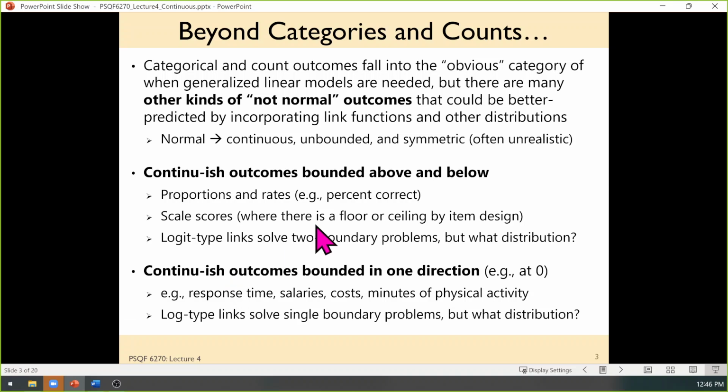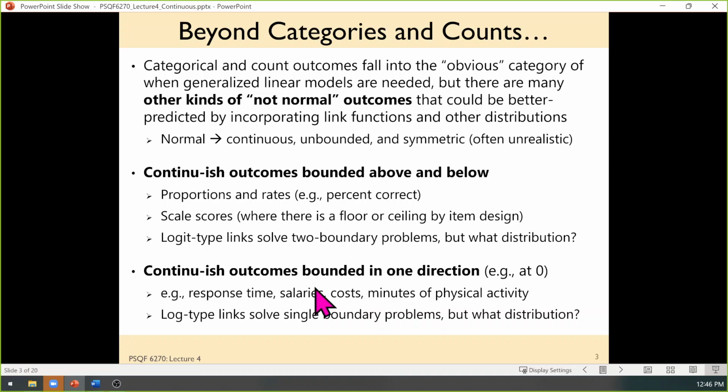So in the cases where we have these upper and lower boundaries that are created by the measurement scale, we can use a logit link to solve the problem of keeping it between 0 and 1. And any scale score that has boundaries can be transformed into a 0 to 1 scale as well, so that we can still use logit. But then the question is, what kind of distribution does it go with? We don't know. That's where we have to do a little bit of analysis to try and figure that out.